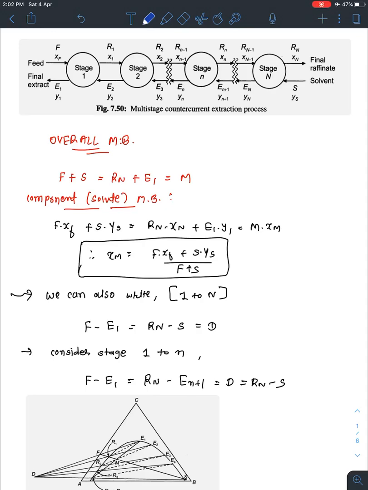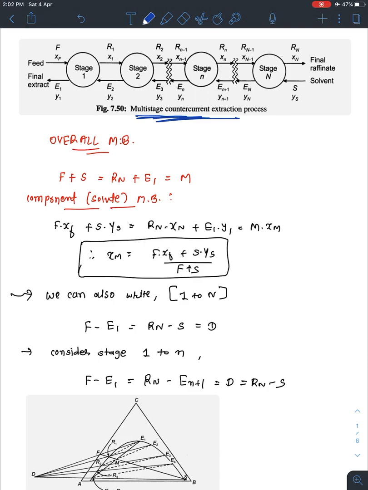Hello everyone. So today we'll continue our discussion on liquid-liquid extraction. In the previous talk we discussed the introduction, equilibrium, then the equilateral triangle diagram for the single stage. Now in today's discussion we would be discussing the multi-stage counter-current extraction process.